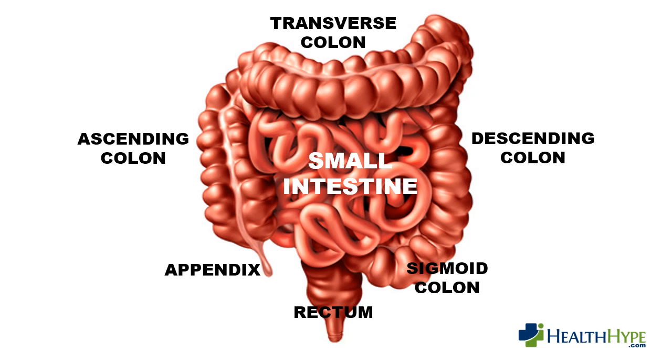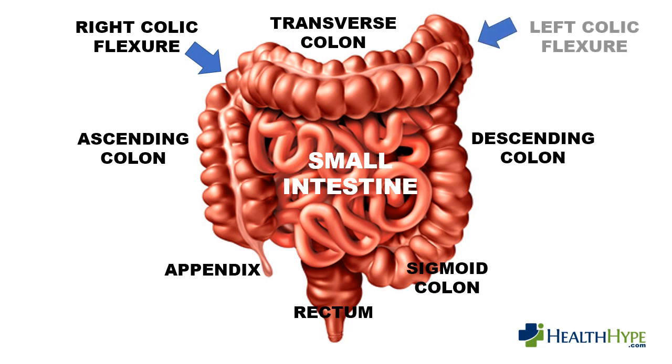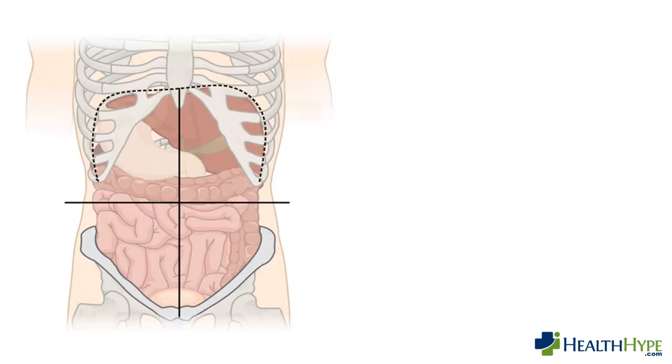2 other important parts of the colon are the sharp bends at each side. The bend at the right side is known as the right colic flexure or hepatic flexure, with hepatic referring to the liver that lies next to it. The bend at the left side is known as the left colic flexure or splenic flexure, since this lies next to the spleen. When identifying abdominal pain, it is important to locate where this pain occurs.